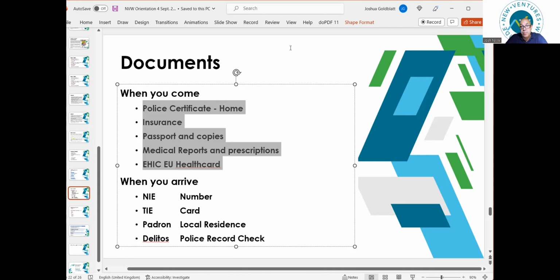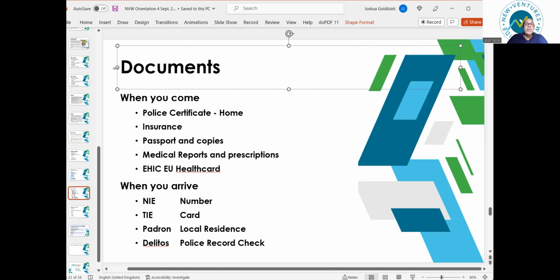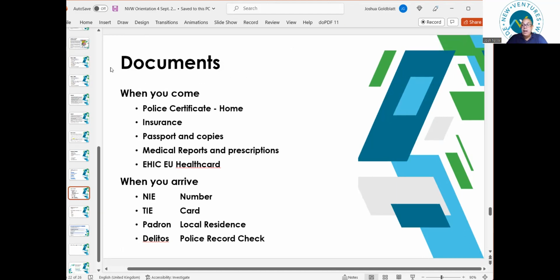Also, your insurance policy, your passport and copies of your passport. If you're taking any medication, then you must bring a medical report and prescriptions, so that if you lose your medication, we can go to a doctor and get it for you. You will also need, if you are able to obtain it, your EHIC, which is the EU health card.